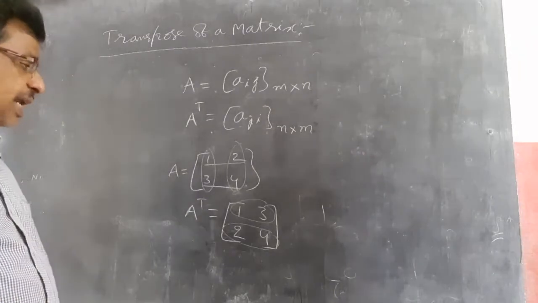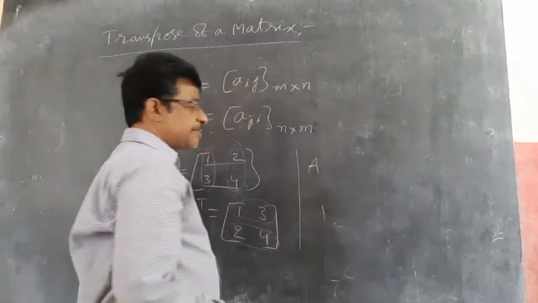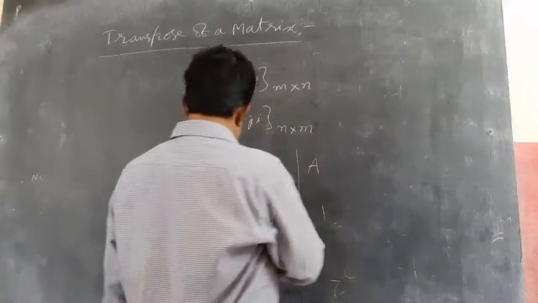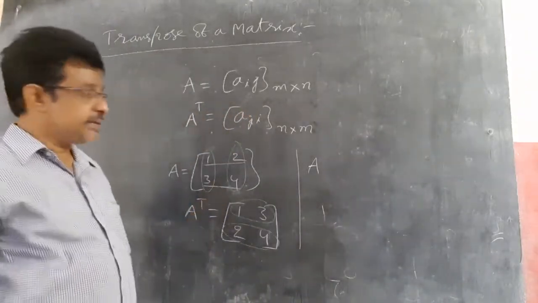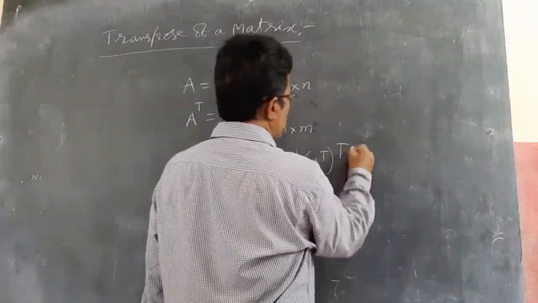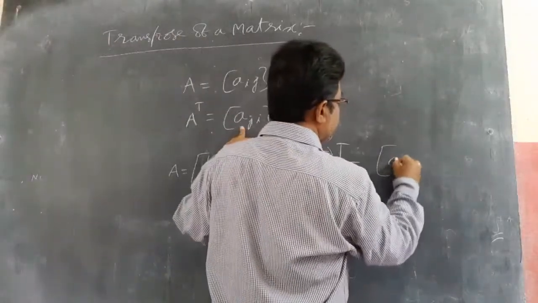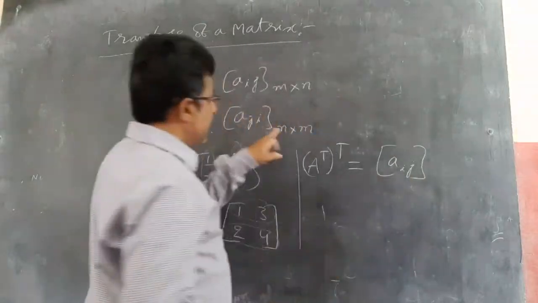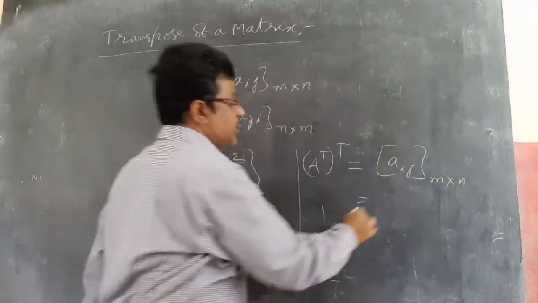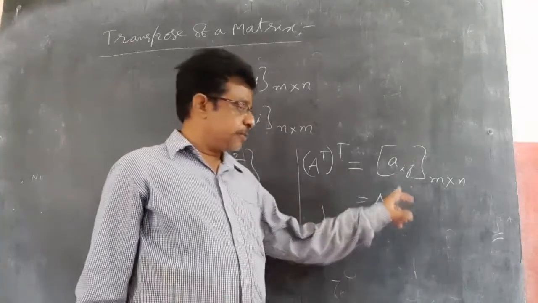Don't do both at a time, because for A transpose whole transpose, if I do both at a time, it becomes A again. A transpose is changing rows into columns, columns into rows. What did I get? A transpose whole transpose: this is already transposed, I am again transposing. Means again Aji becomes Aij, and this n by m again changes to m by n. Automatically this is A only. So A transpose whole transpose gives you A.